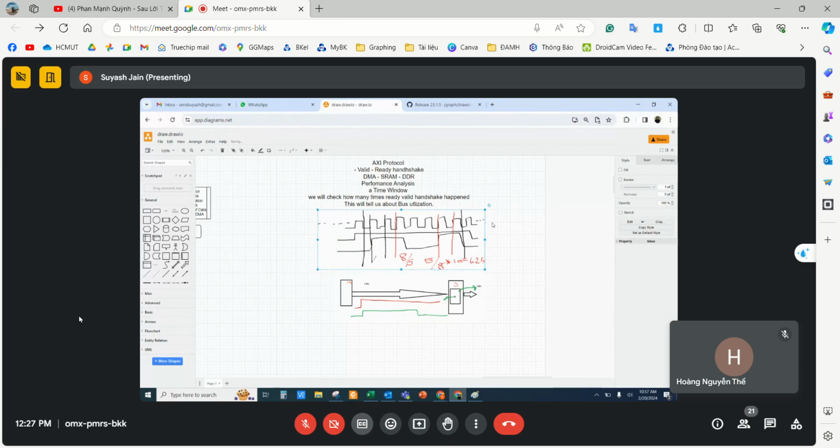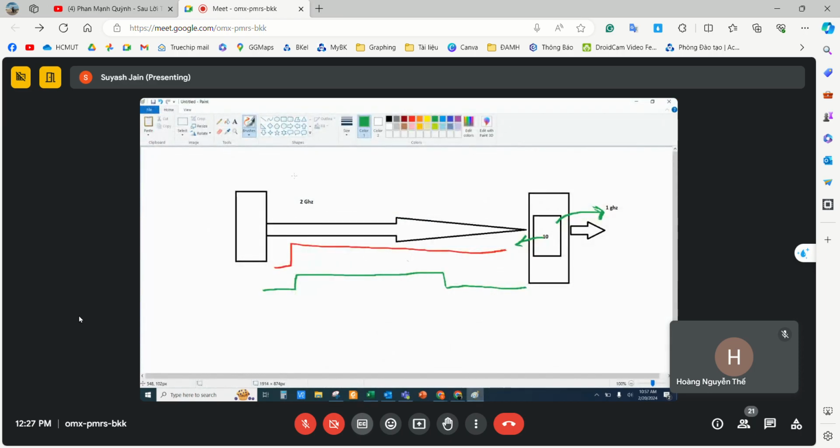So this is basically the performance analysis. Talking about one more point, this is the basic of performance analysis, and I think this is okay for you. If someone asks you, have you done the performance testing, you can say yes. What you will do is generate valid from the master continuously, and during the time frame you will check how many times a ready-valid handshake happened. By that way you can calculate the performance.